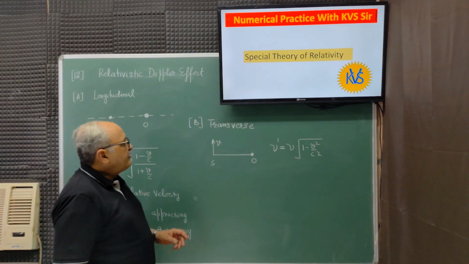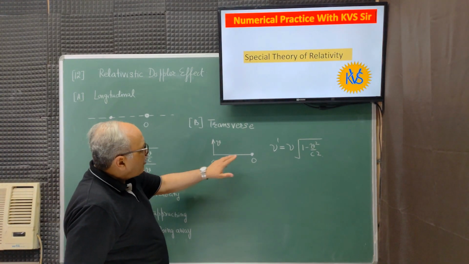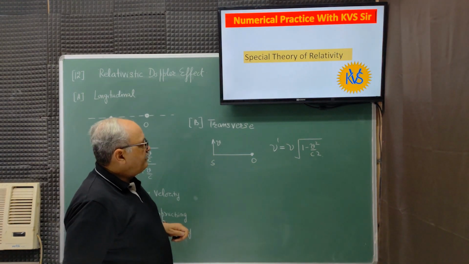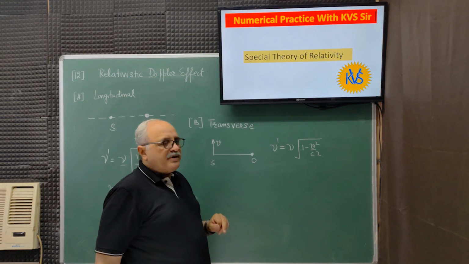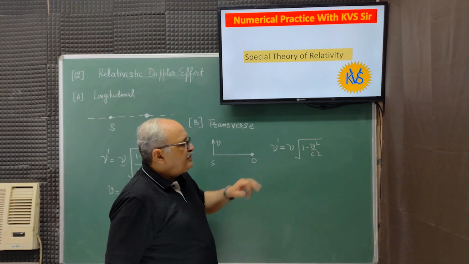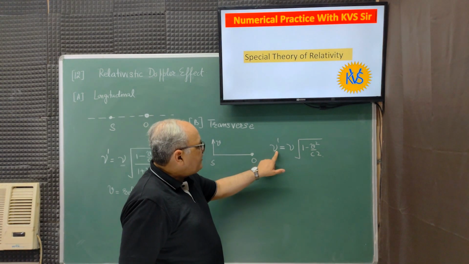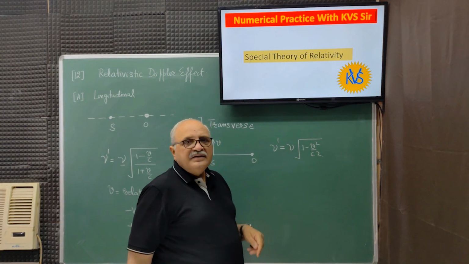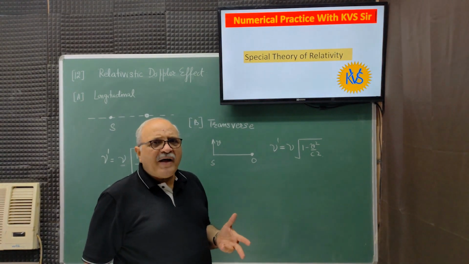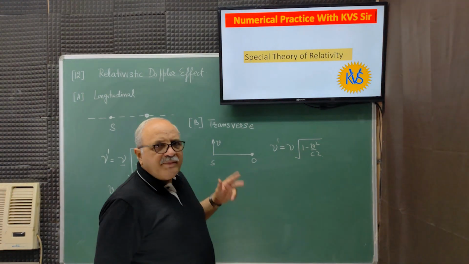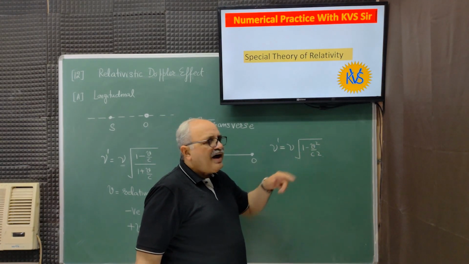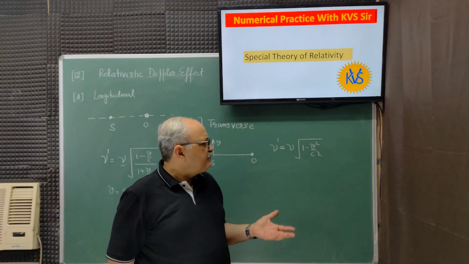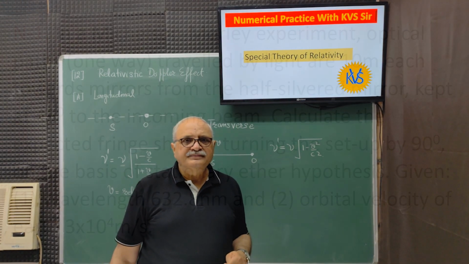Similarly, when the source or the observer moves in a direction perpendicular to the line joining them, we call it a transverse Doppler effect. In that situation, the apparent frequency equals the original frequency times the square root of 1 minus v square by c square. Here it doesn't matter whether they are going away or coming closer, the reason being that we have v to the power 2. So even if it is negative, it's going to be positive. So the formula will remain as it is.